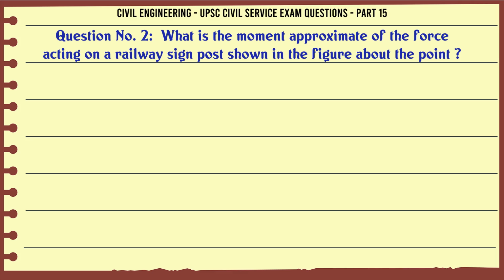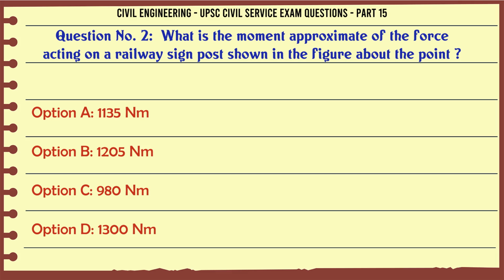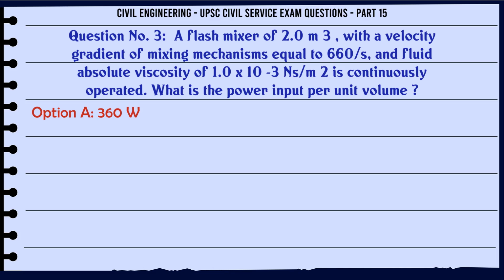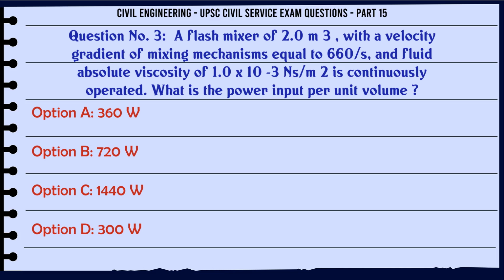What is the approximate moment of the force acting on a railway sign post shown in the figure about the point? A. 1135 Nm. B. 1205 Nm. C. 980 Nm. D. 1300 Nm. The correct answer is 1135 Nm.